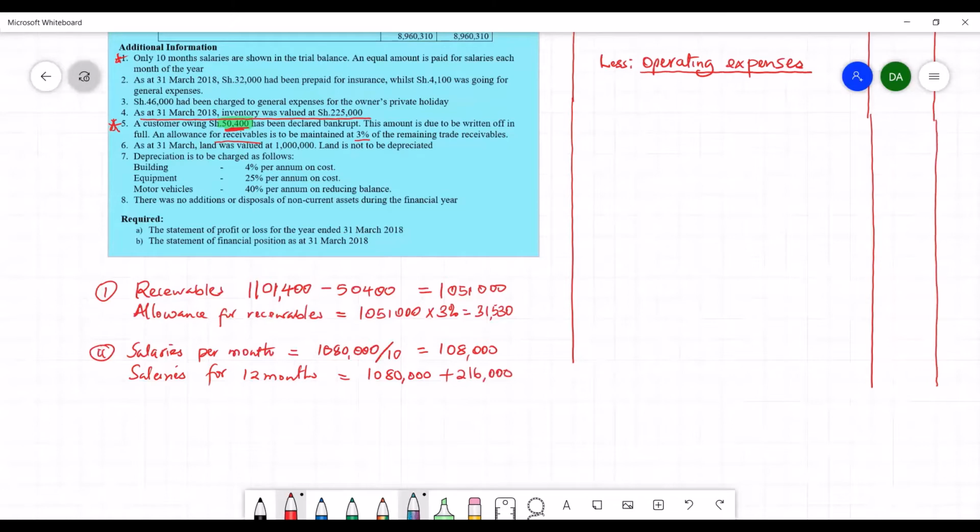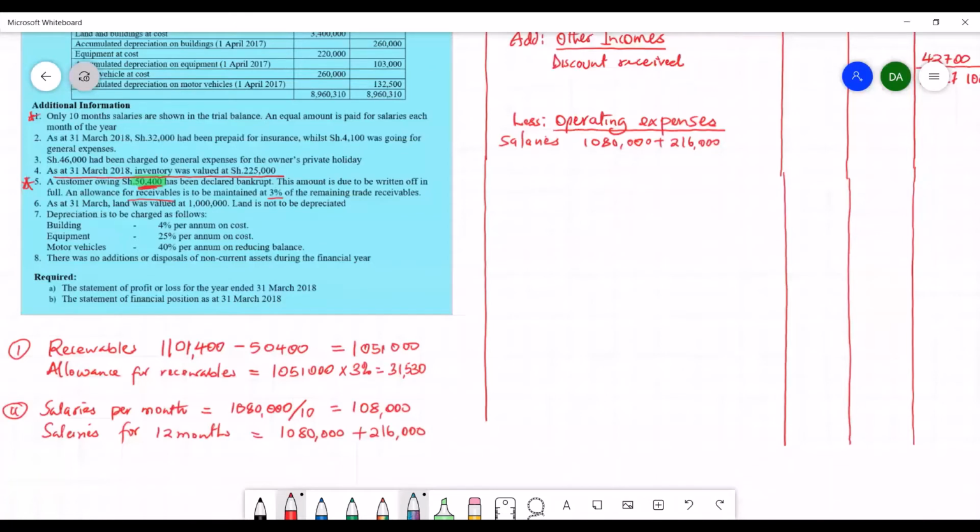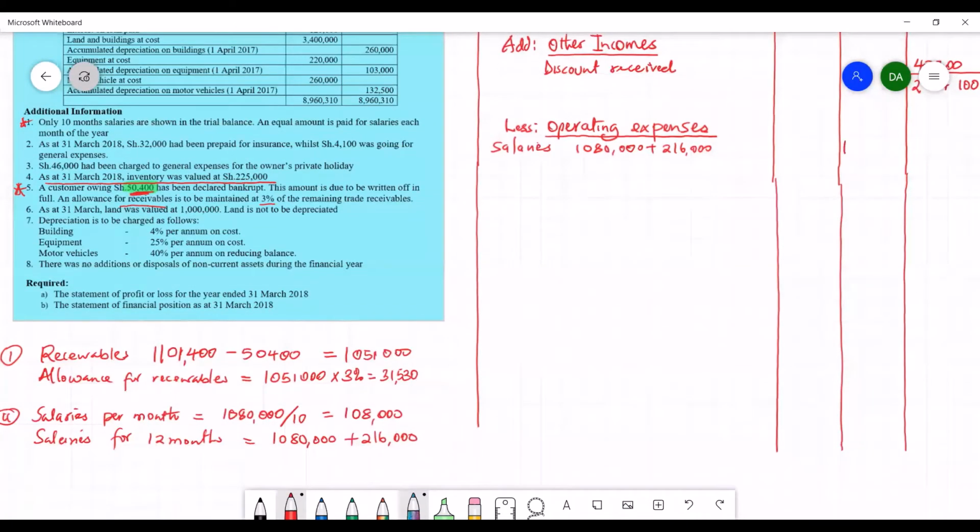So therefore, salaries equals 1,080,000 plus 216,000. 216,000 is what has not been added yet. So then we're going to have total salaries expense to be 1,296,000. That is the total salaries expense.